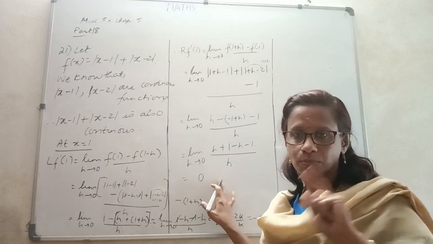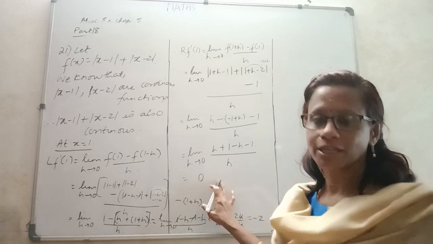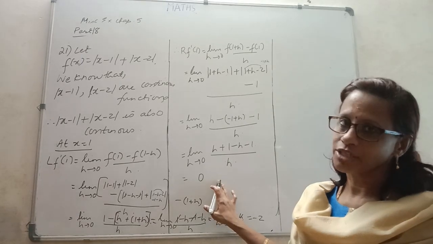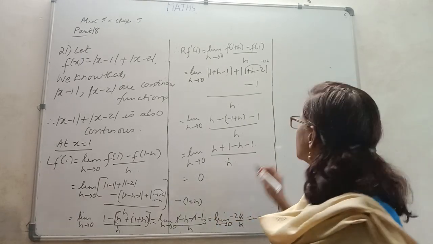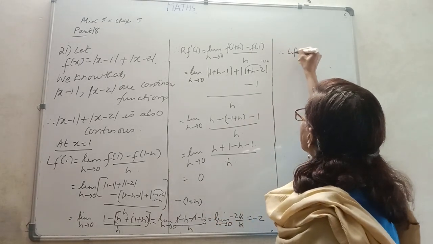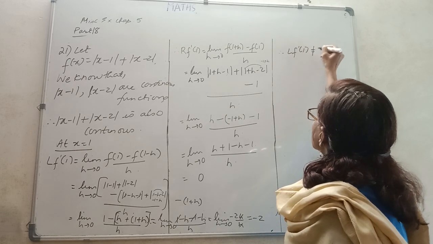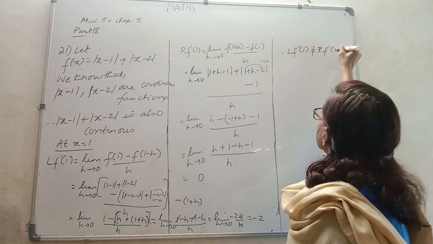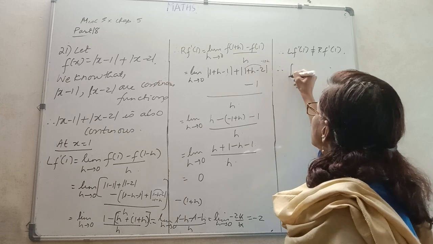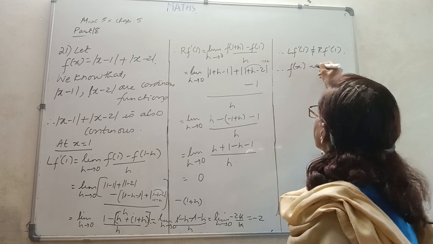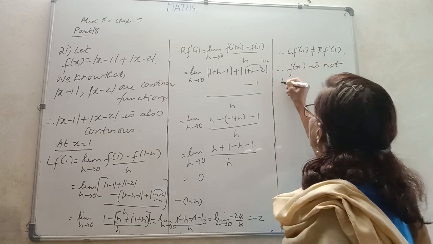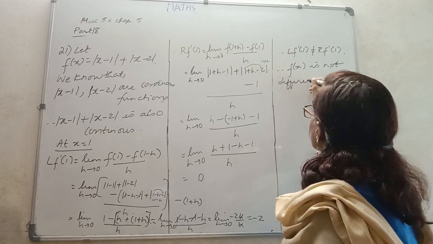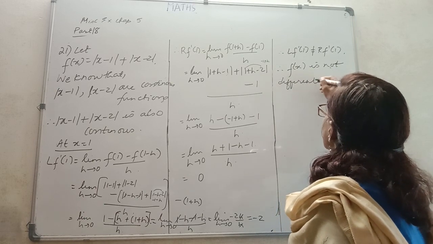Because the left hand and right hand limits are not equal, it is not differentiable at x equal to 1. We can conclude, therefore, left derivative at 1 is not equal to right derivative at 1. So the function is not differentiable at x equal to 1.